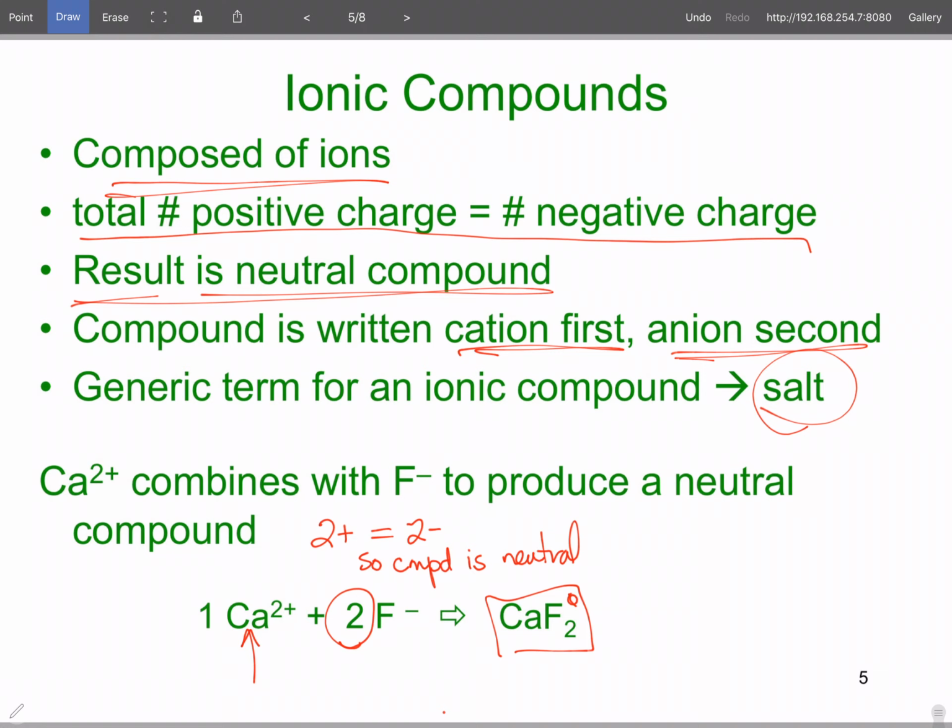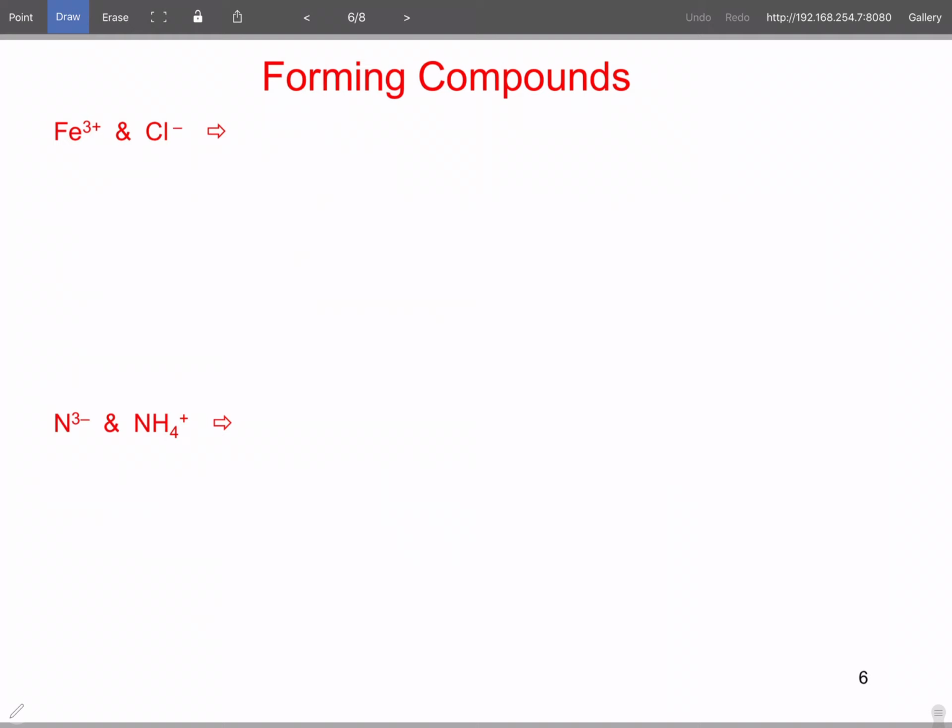All right? So those are the basic rules for producing ionic compounds. There are a few little ones as we go. We're going to work on those as we work some problems. So here's the first one.